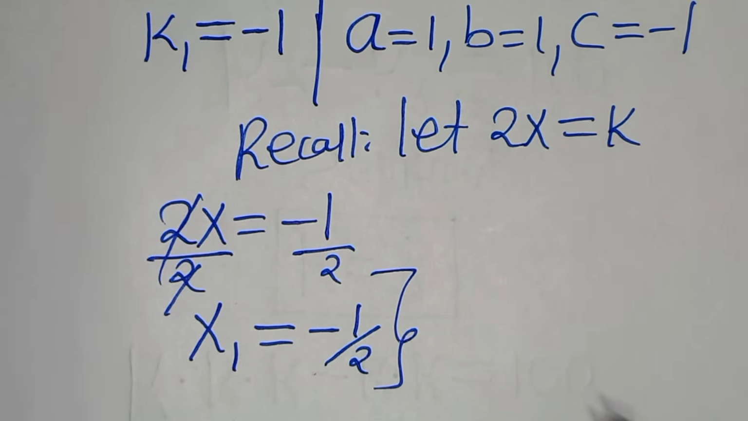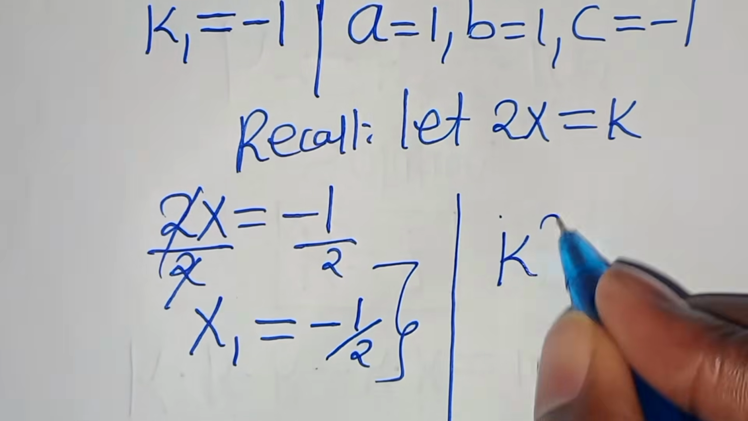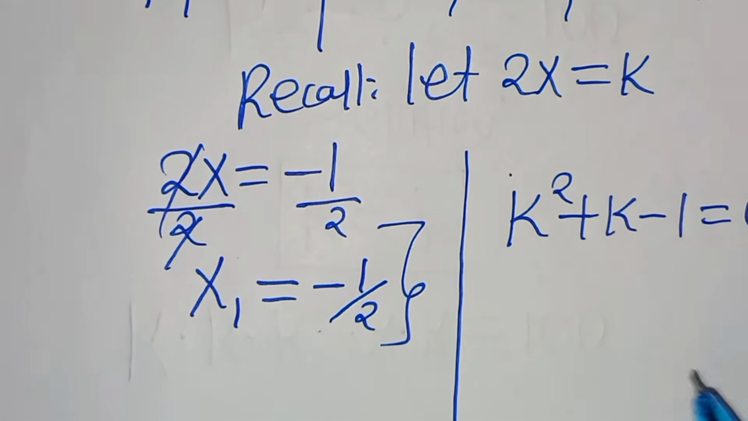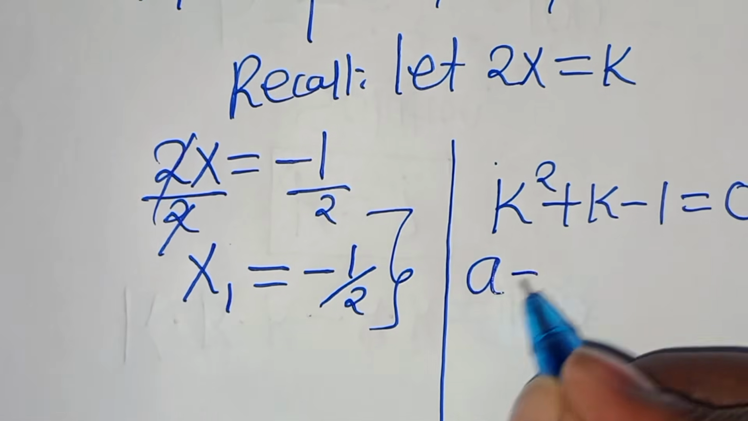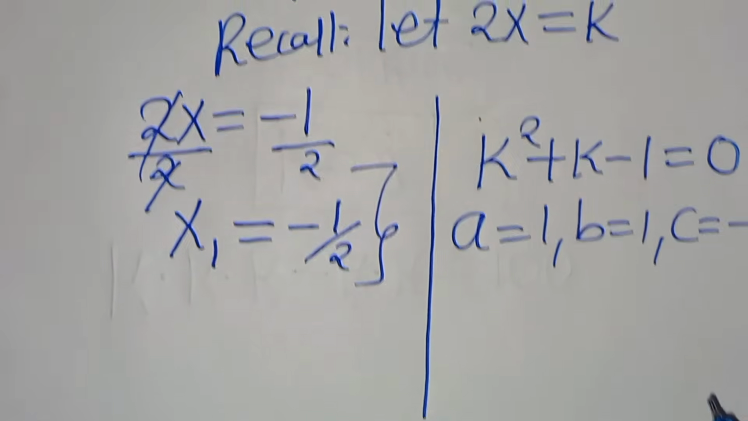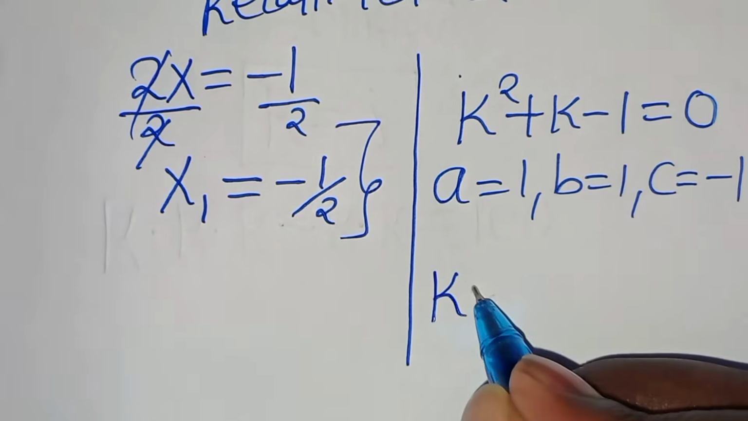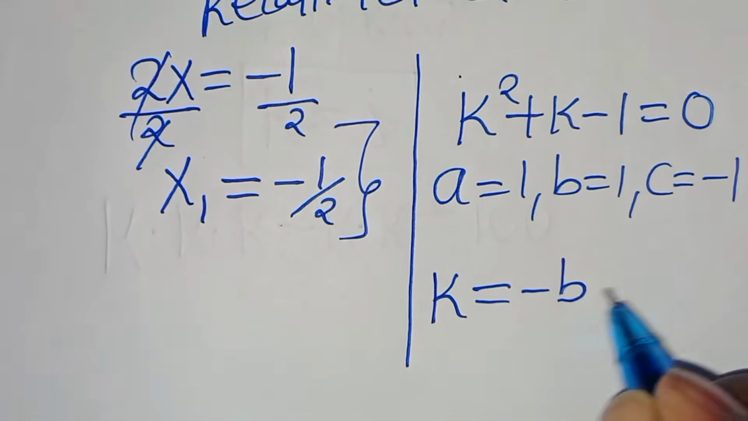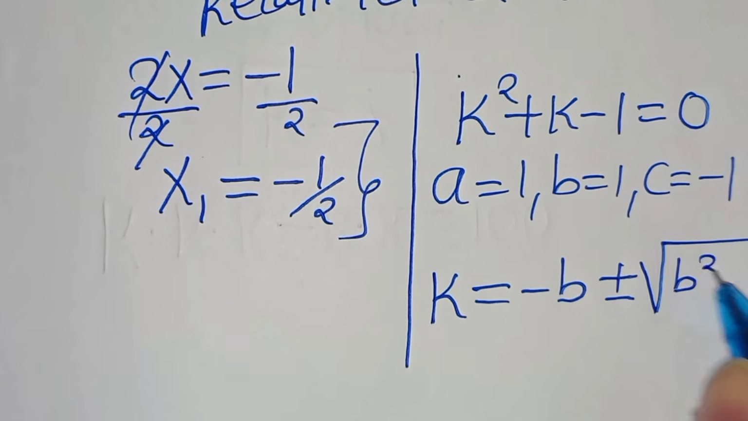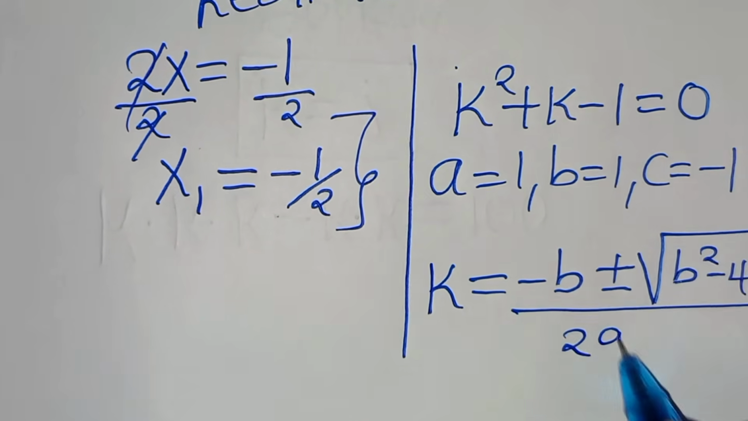Now, the second part here, we have a quadratic equation, which is k^2 + k - 1 = 0. Then we have the value of a equal to 1, b equal to 1, and c equal to negative 1. So we can solve for the value of k by applying the quadratic formula, which is -b ± √(b² - 4ac) divided by 2a.